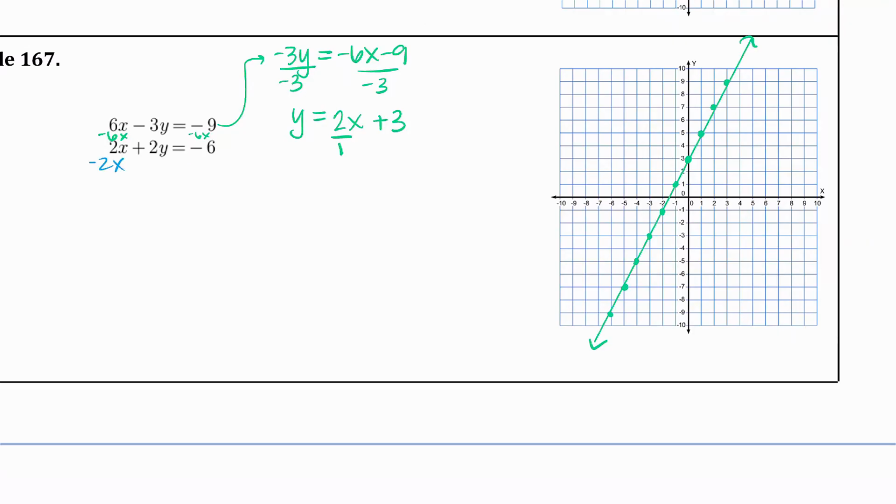Now we're going to do the same thing with our second equation. I'm going to move my x's to the right side, and I end up with 2y equals negative 2x minus 6. Divide both sides by 2 to isolate the y, and we end up with y equals negative 1x minus 3.